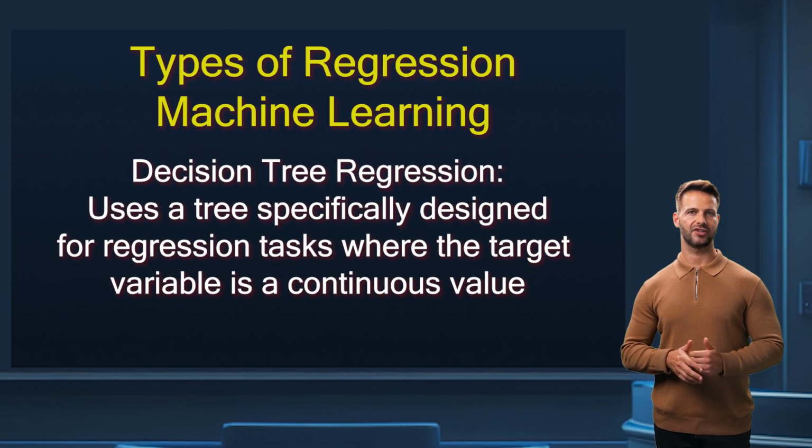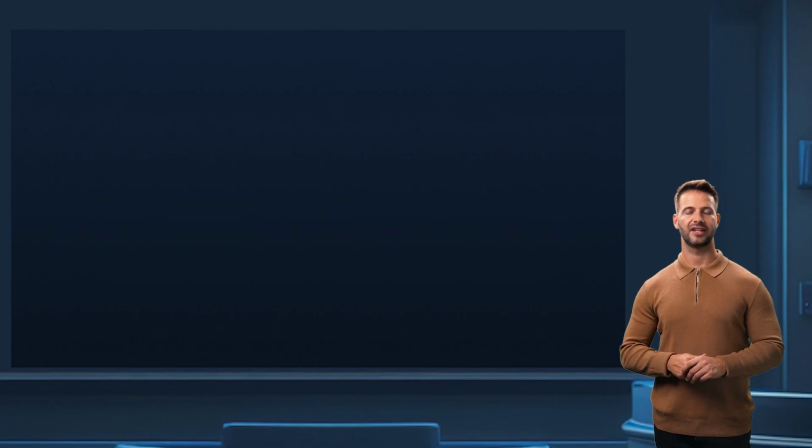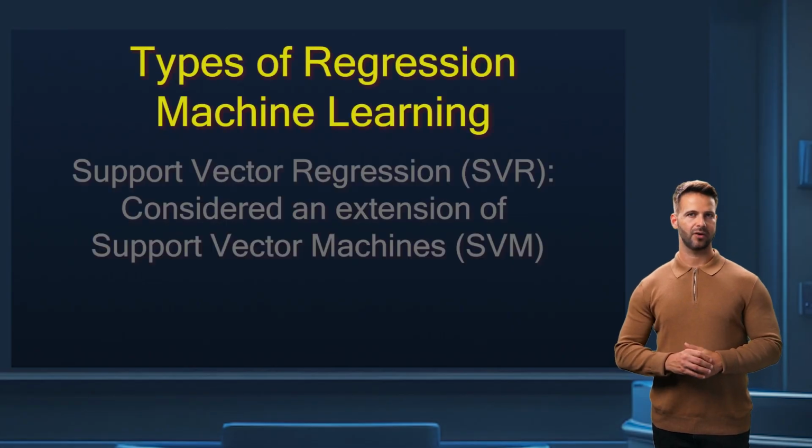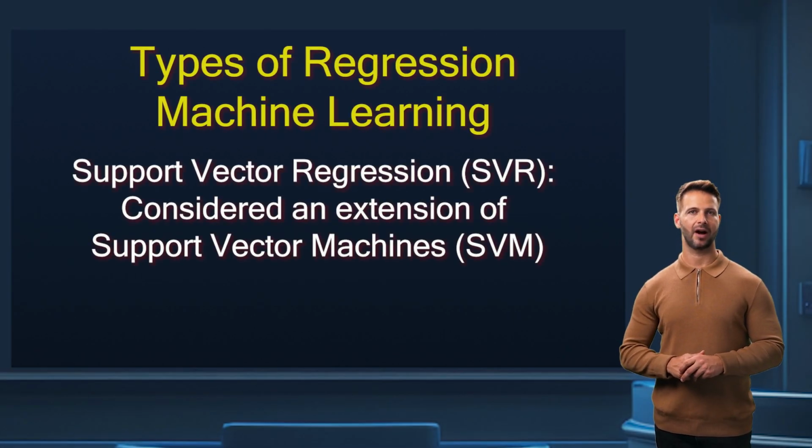It's a type of decision tree specifically designed for regression tasks where the target variable is a continuous value, unlike classification trees which predict categorical outcomes. Decision tree regression uses a tree-like model to make predictions. It splits the data into subsets based on feature values, creating branches until it reaches a leaf node that represents the predicted output.